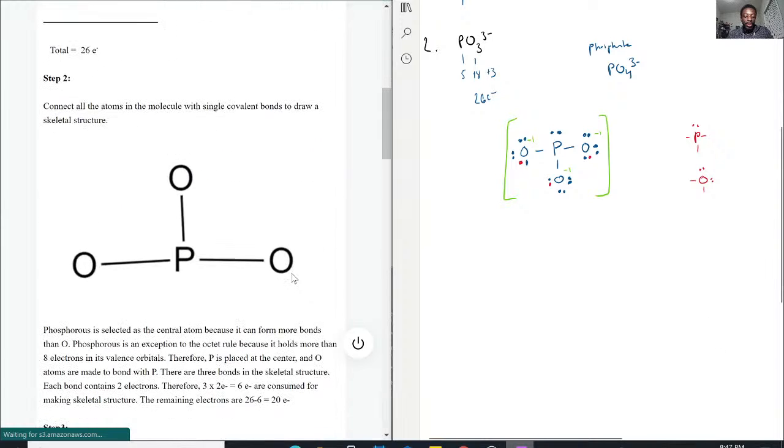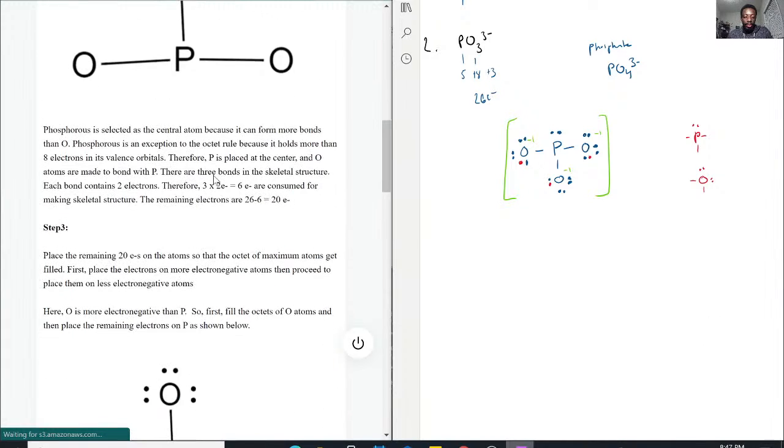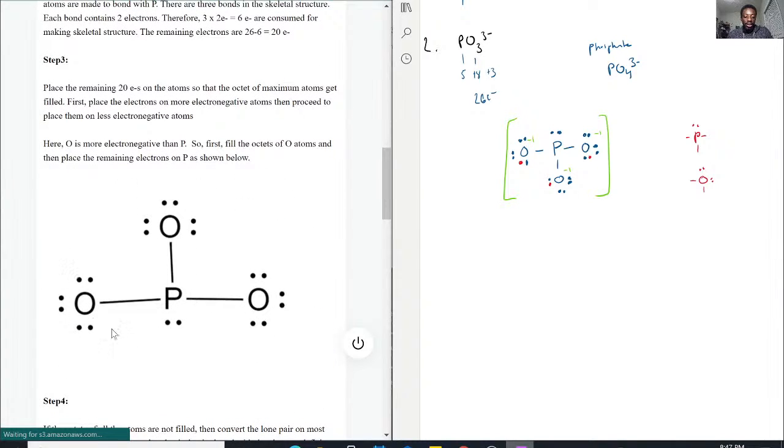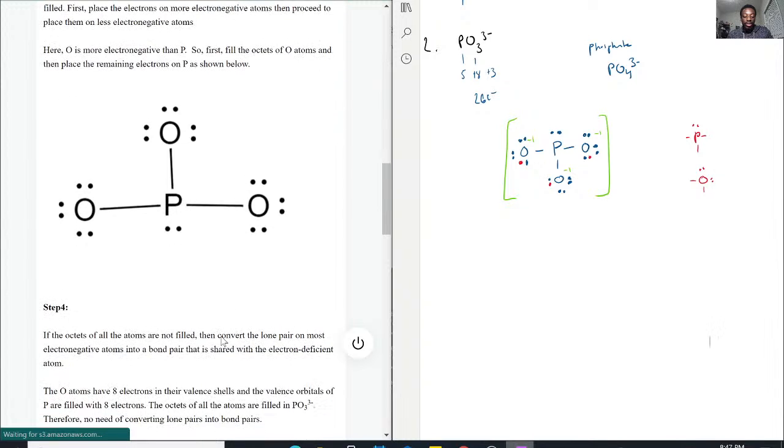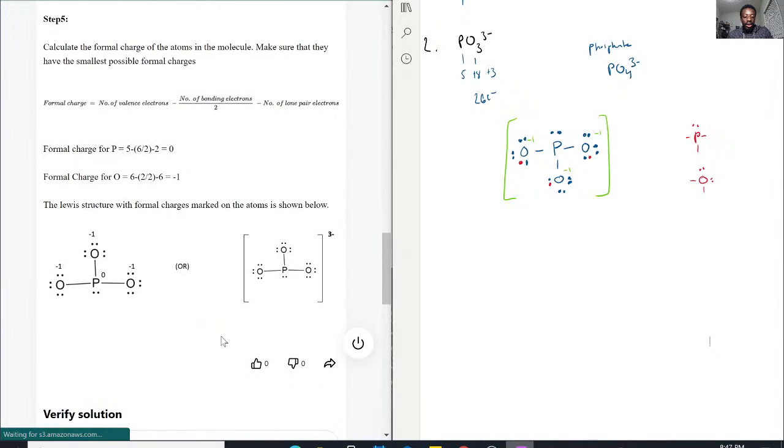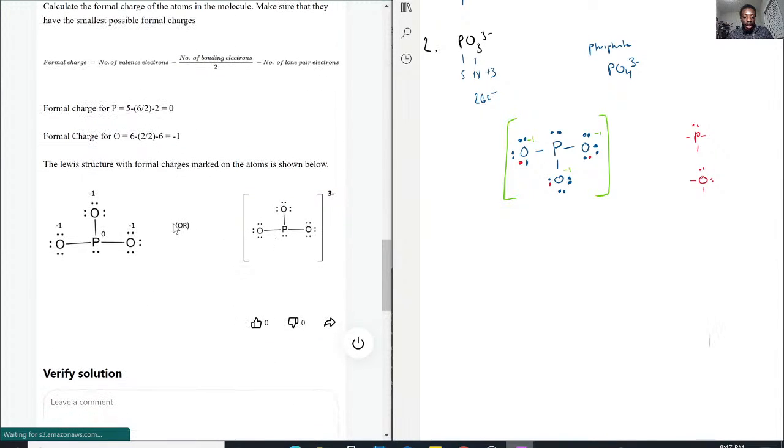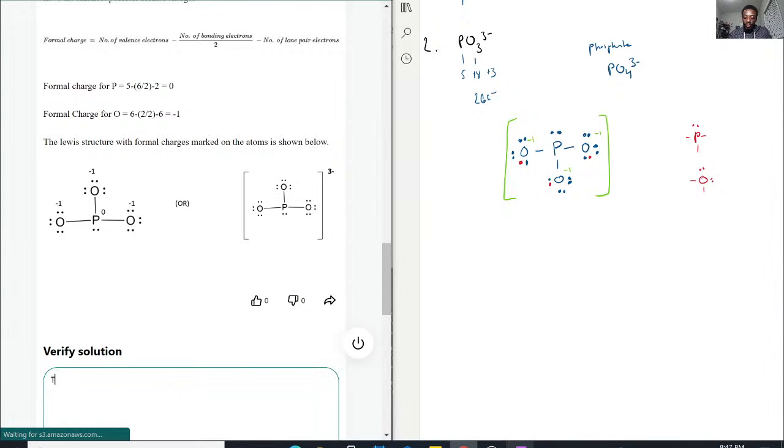So that being said, that's what they get. So still single bonds, perfect. And yes, everything is just added right there. And this will be the best shape for it. As you can see, each oxygen is where the -1 charge is, and that is how we get the phosphite ion.